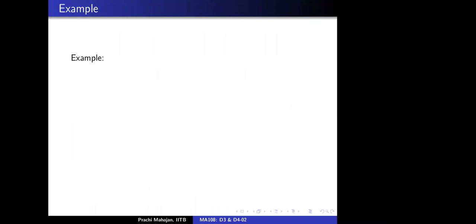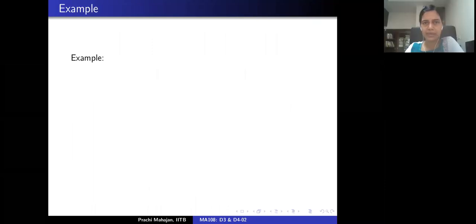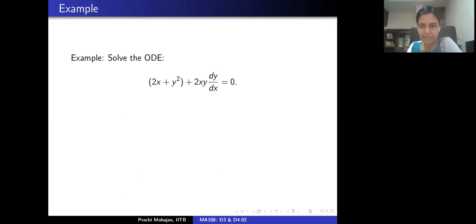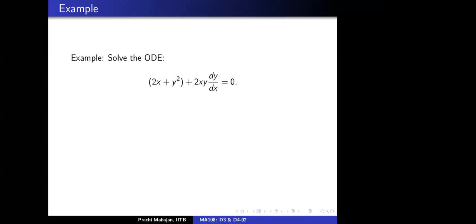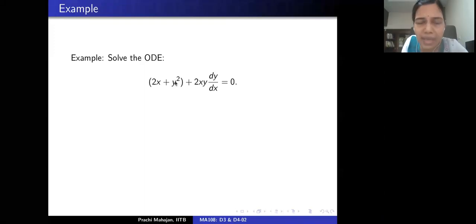Let's actually work out an example. Let's look at this. This is also a homogeneous ODE, but I am going to use the method that we just discussed in order to solve this problem. Ma'am, how is this homogeneous? It's 2x plus y squared, right? So that is not homogeneous. Oh, I'm sorry. Yes, this is not homogeneous. Had it been x squared, then it would have been, but the way it is written, it is not. Thank you very much for pointing this out.